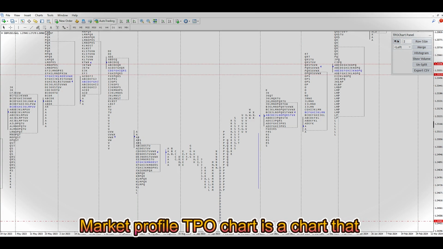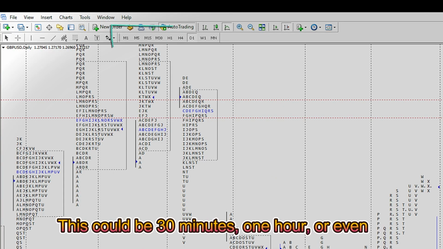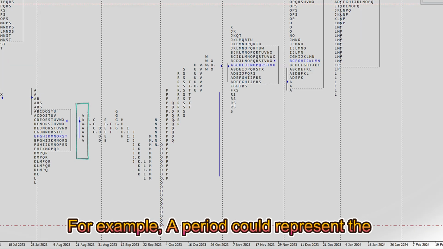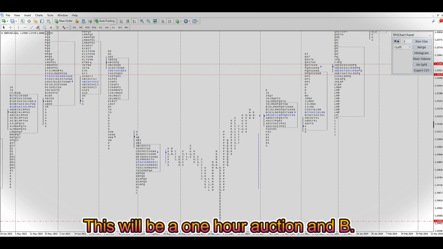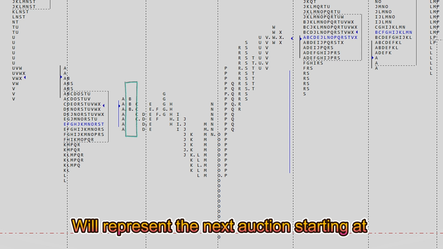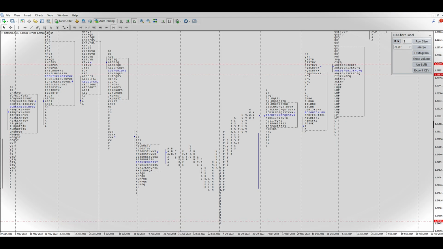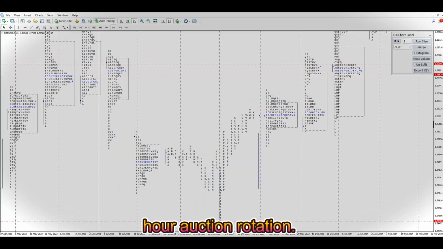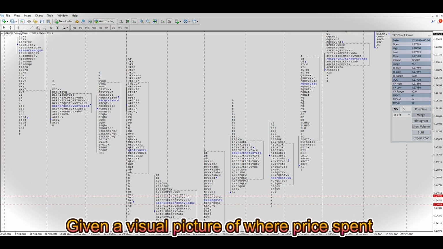Market profile TPO chart is a chart that takes price auction periods, in other words, any session period. This could be 30 minutes, 1 hour, or even 1 month. It separates these auctions by giving each auction period letters. For example, A period could represent the first auction hour, starting at 12 noon, ending at 1 p.m. This will be a 1 hour auction, and B period will represent the next auction starting at 1 p.m., ending at 2 p.m. These auctions are recorded till the end of a specific session period. This could be, for example, 1 day of 1 hour auction rotations. The data is then collapsed into a bell curve, giving a visual picture of where price spent the most time.